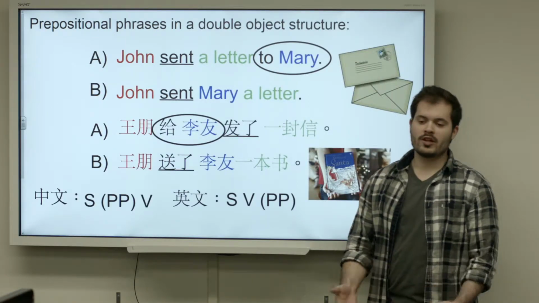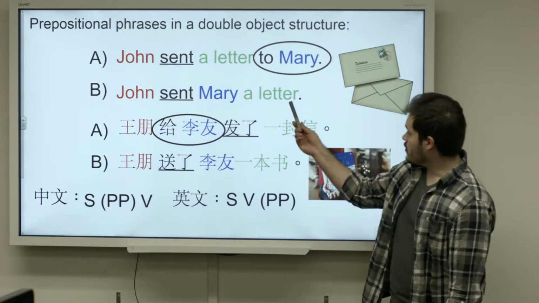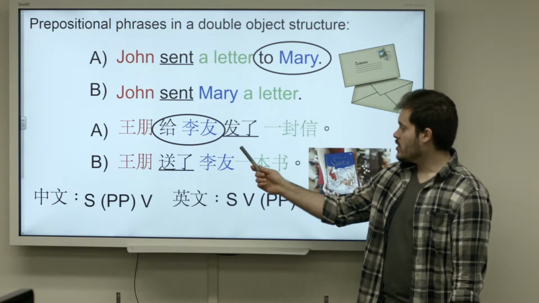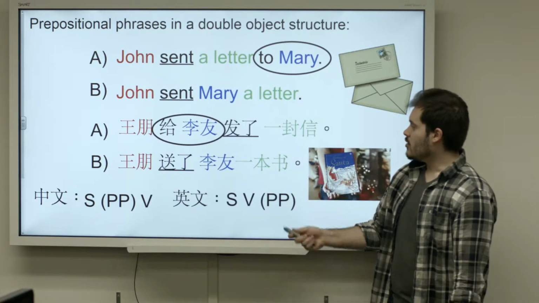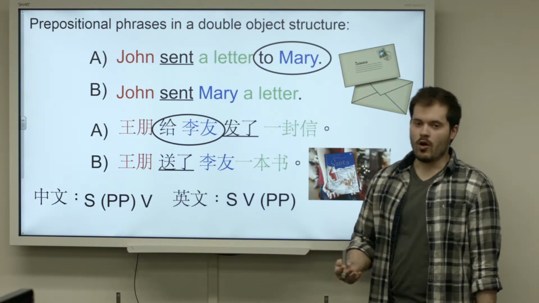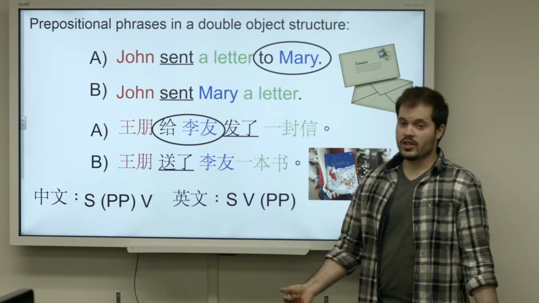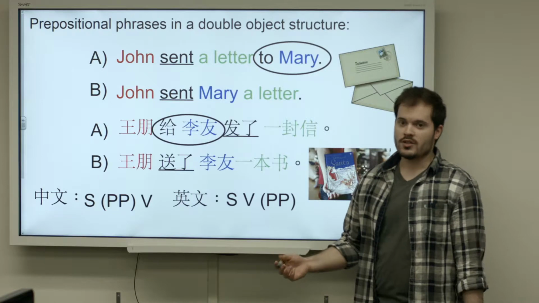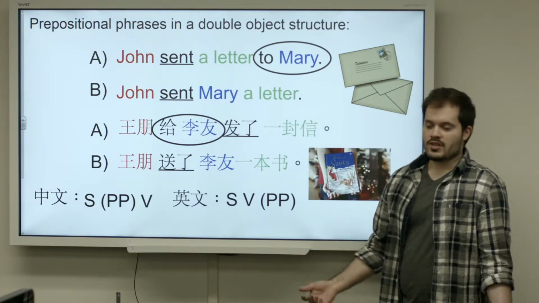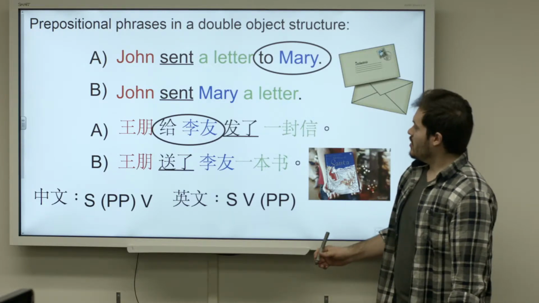So what did I mean when I said that the structures are very similar? Well, if you look at the B sentences, it's exactly the same. Subject, verb, indirect object, direct object, right? Wang Peng 发了李友一本书. Wang Peng is the subject, Li You is the recipient, 送了 is a verb meaning give, and 一本书 is the direct object. And that is exactly the same as John sent Mary a letter. That's super familiar, should be really intuitive to us lucky native English speakers.